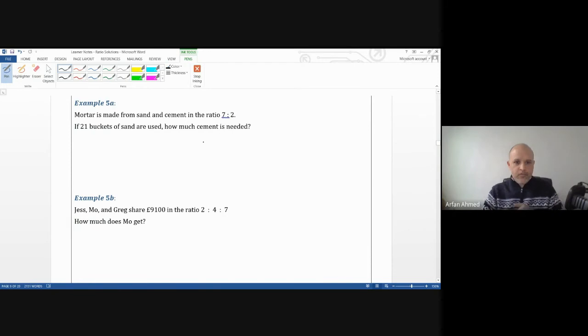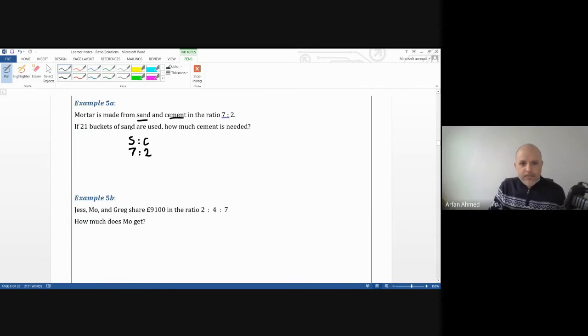Example 5a: mortar is made from sand and cement in the ratio 7:2. If 21 buckets of sand are used, how much cement is needed? Okay, let's write the ratio down first. So we've got 7:2. The 7 represents the sand and the 2 is the cement. So that's the order that they've told you.